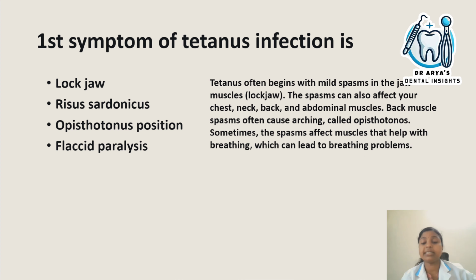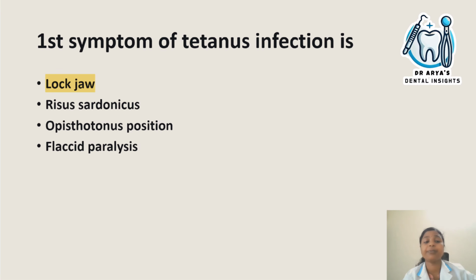The first symptom of tetanus infection is lockjaw, or risus sardonicus, or opisthotonus, or flaccid paralysis. Tetanus often begins with mild spasms in the jaw, known as lockjaw. The spasms also affect your chest, neck, back and abdominal muscles, and the back muscle spasm causes arching called opisthotonus. Sometimes the spasm affects muscles that help with breathing, which can lead to breathing problems also. So the first symptom of tetanus infection is lockjaw.